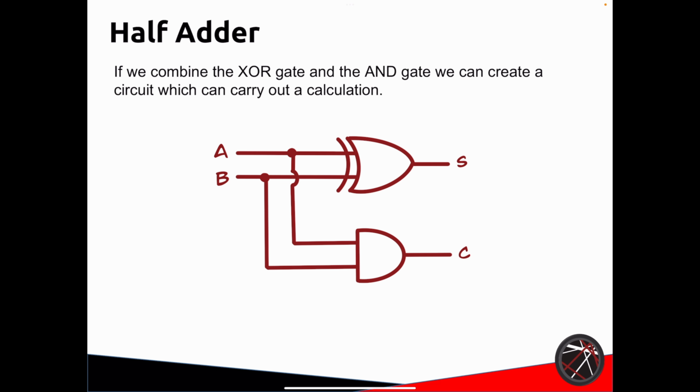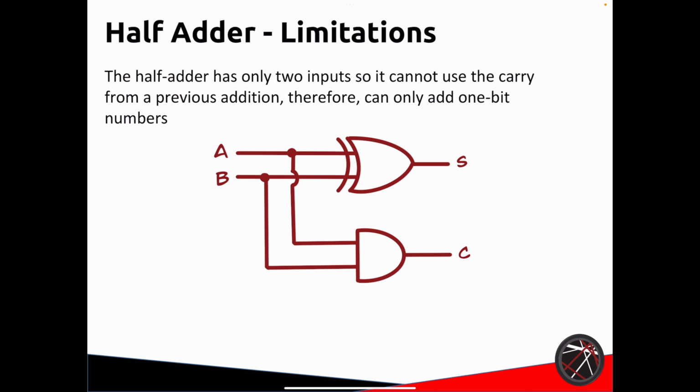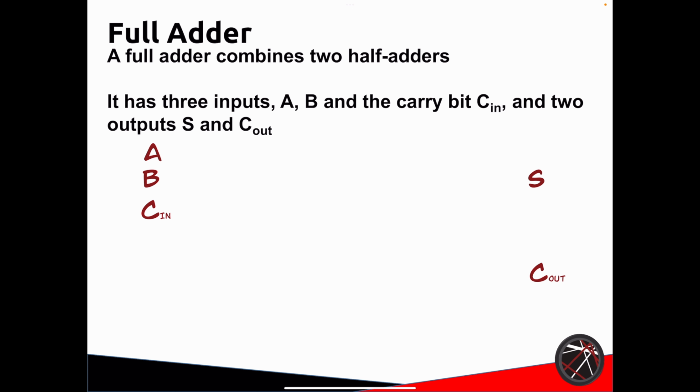Therefore we combine them like this, where A and B are the two different values being added together. Going into the XOR gate will give us the S value, going through the AND gate will give us the carry value. What we can do with this is create circuits that mimic the calculation and therefore do it on our behalf. The only thing to mention here is that this will only do it for one bit. It doesn't have the ability to do any more than that. Therefore we need a solution to that.